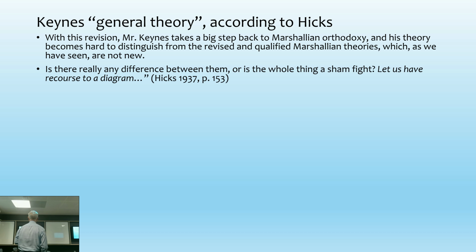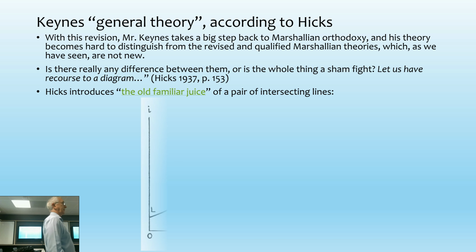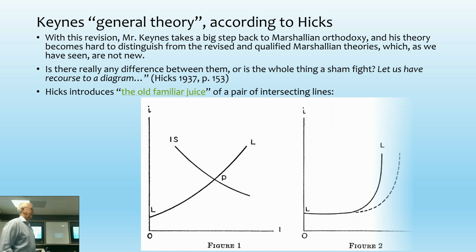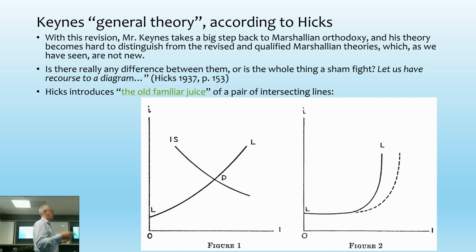And this is my favourite line in Hicks's paper. Is there any difference between them, the classical school and neoclassical? Keynes called what he called the classical school we would call neoclassical today. So any change between the classical school and Keynes, or is the whole thing shamefied, let us have recourse to a diagram. And what has the diagram got? It's a pair of intersecting lines. Okay? That's it. So you're back in the same familiar mental construct of intersecting lines and equilibrium.